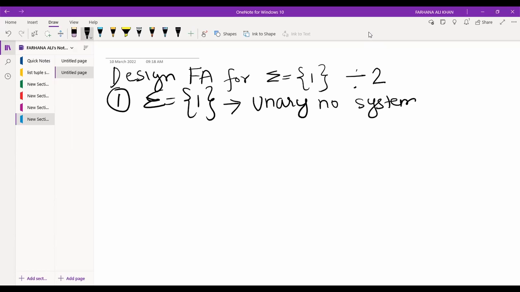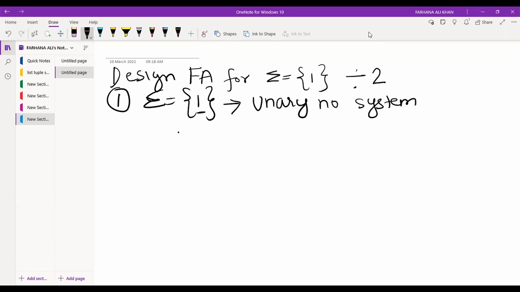From where did I come to know that this is a unary number system? A unary number system is a system which contains only one digit for creating the entire number system. So if this is the one digit used to create the entire number system, what are the possible numbers that can be generated by this single digit 1? Let us discuss that.